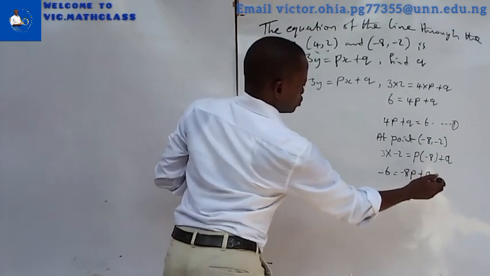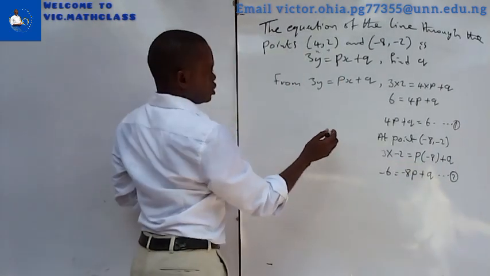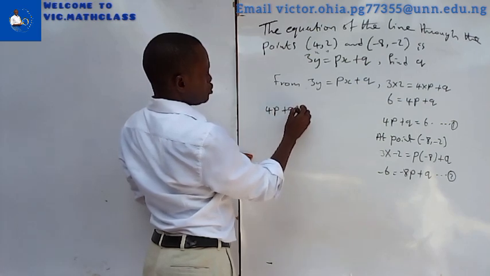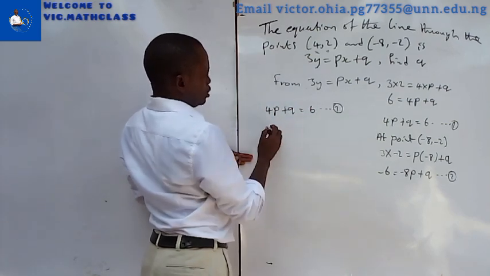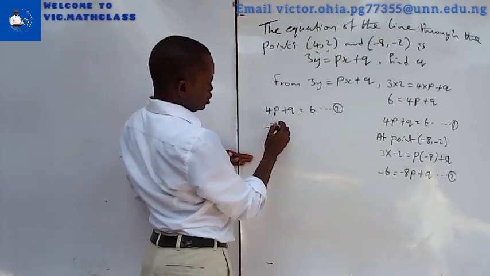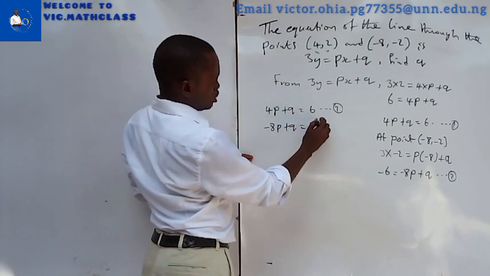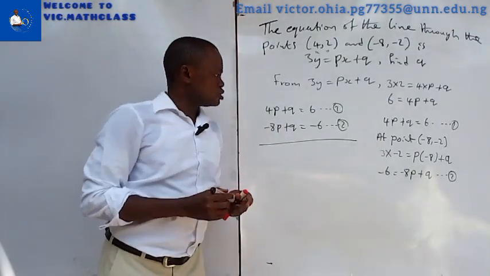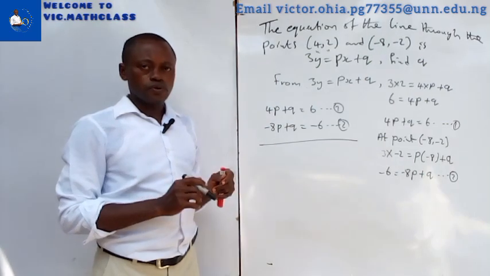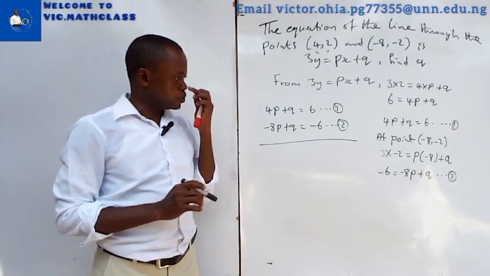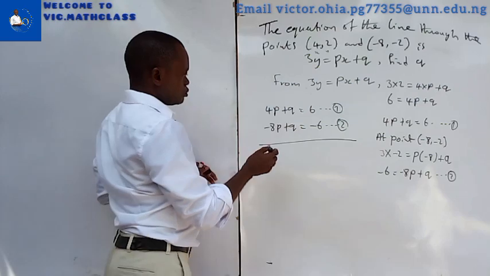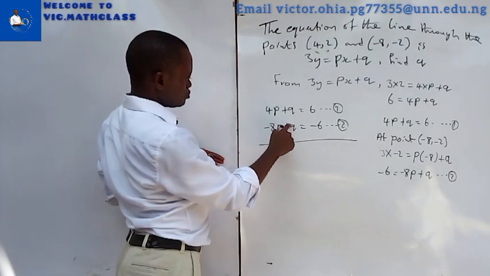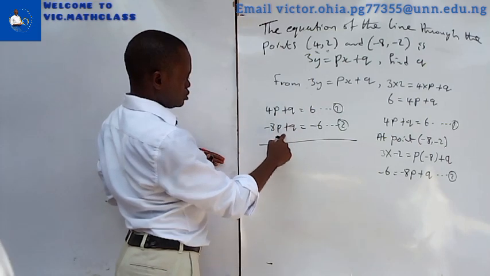Now I can extract these two equations. My equation 1 is 4p plus q equals 6, and the second equation, let me rearrange it, is -8p plus q equals -6, equation 2. So I want to solve these two equations simultaneously because they are equations in two unknowns. Do you get? Now, if I add, no, I am not going to add. Let me eliminate this. And the only way to eliminate this is to subtract 1 and 2.